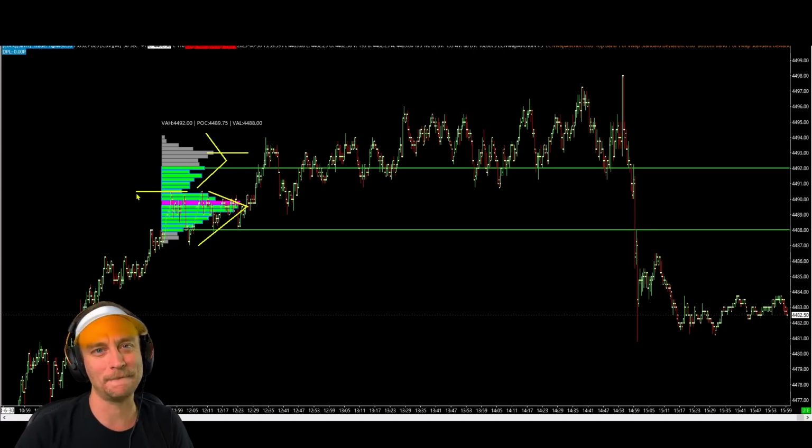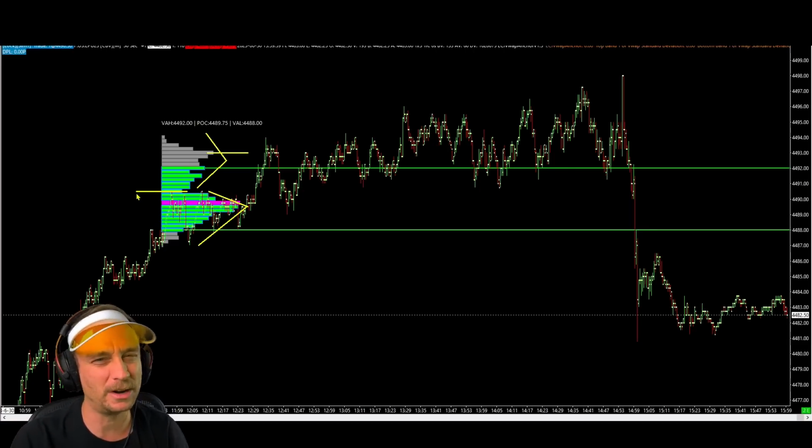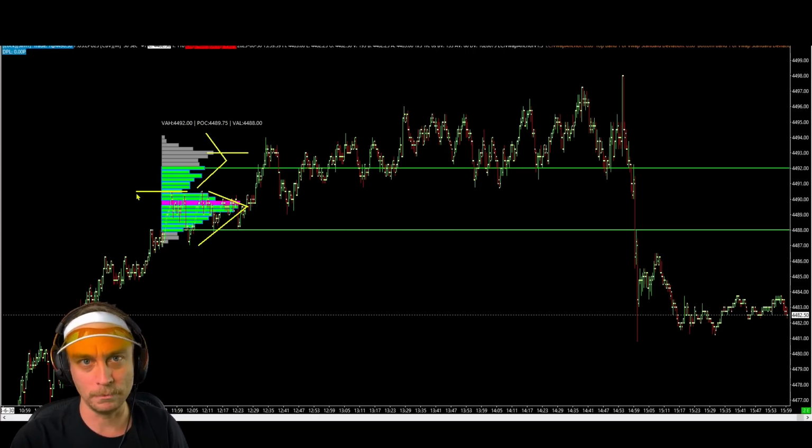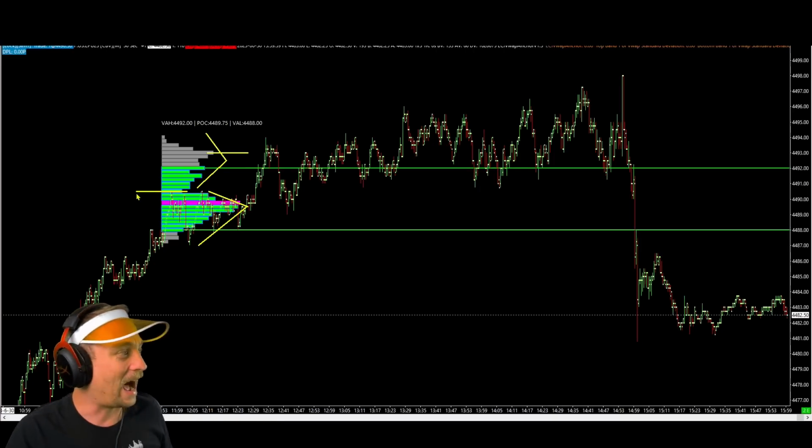That is volume profile 101. It's very basic, but it's still good. I know it's elementary to play a low node, but it still works. I like to play low nodes.